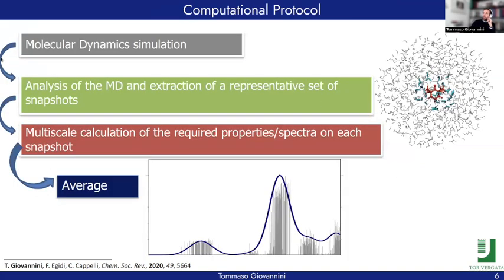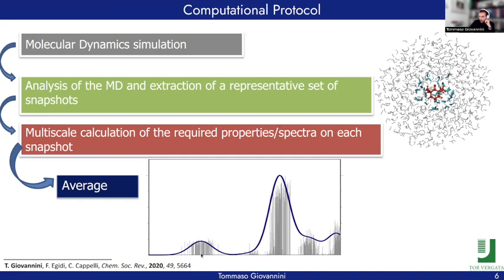So we have developed a protocol that involves basically four steps. You start by running a molecular dynamics simulation. After you analyze it in terms of the hydrogen bonding patterns, the radial distribution function, and so on, you extract a set of representative snapshots, and on each of the snapshots, you run a calculation.